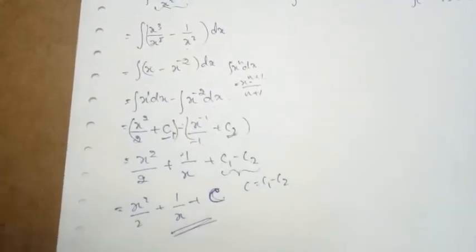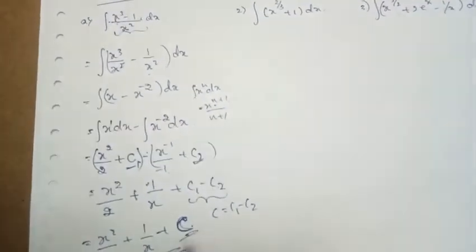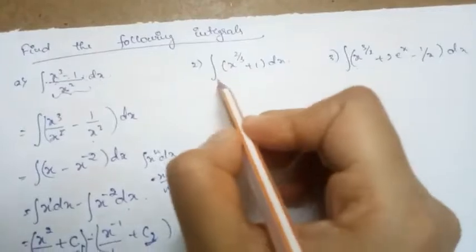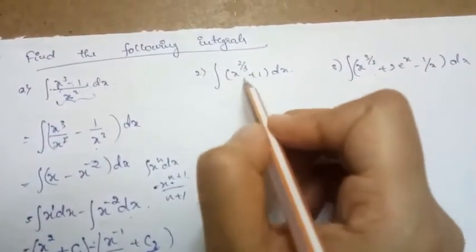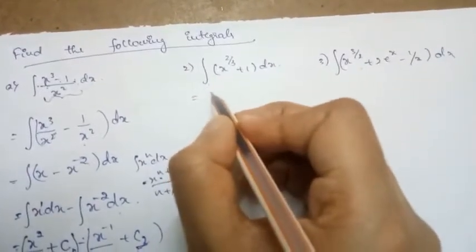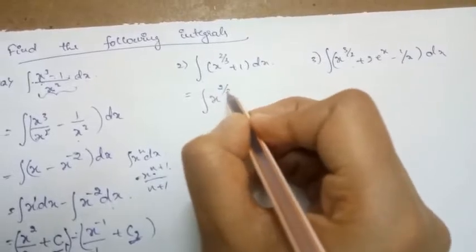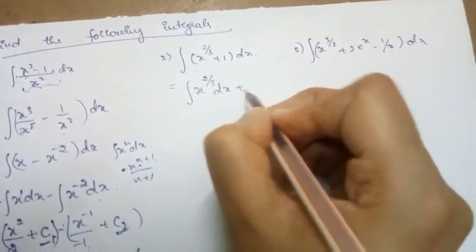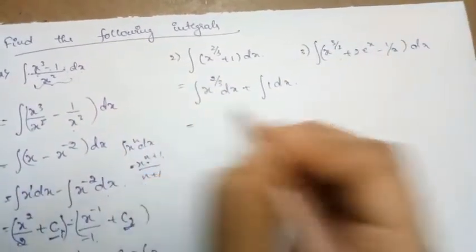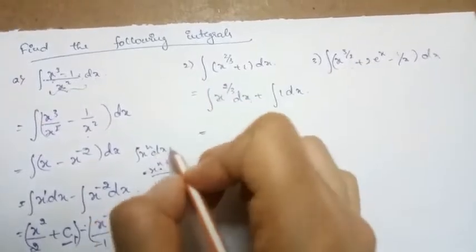You can try to write it at the last, I mean writing this integration constant. Similarly, there is another question: the integration of x to the power 2 by 3 plus 1 dx. Again it follows the same steps. The integration of x to the power 2 by 3 dx plus the integration of 1 dx. The integration of x to the power 2 by 3 dx is in the form of x power n dx.